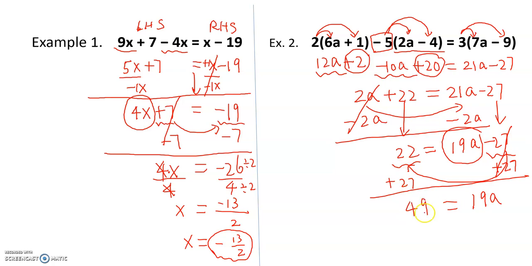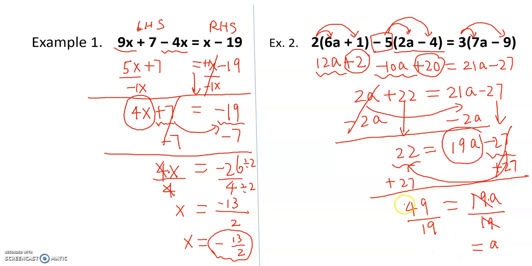And the last step is to get rid of this 19 in front of a. We divide. Again, it's multiplication, so we divide. The opposite of multiplication is division. So we're going to divide them. We end up with a equals 49 divided by 19.